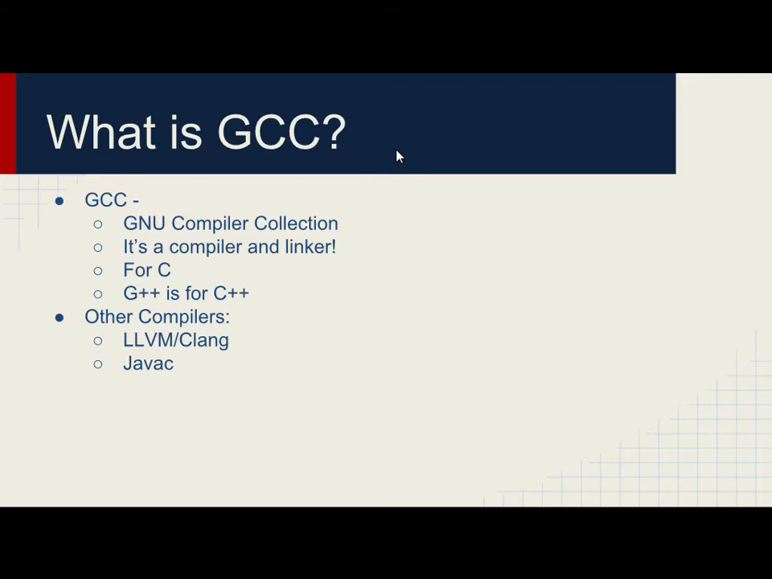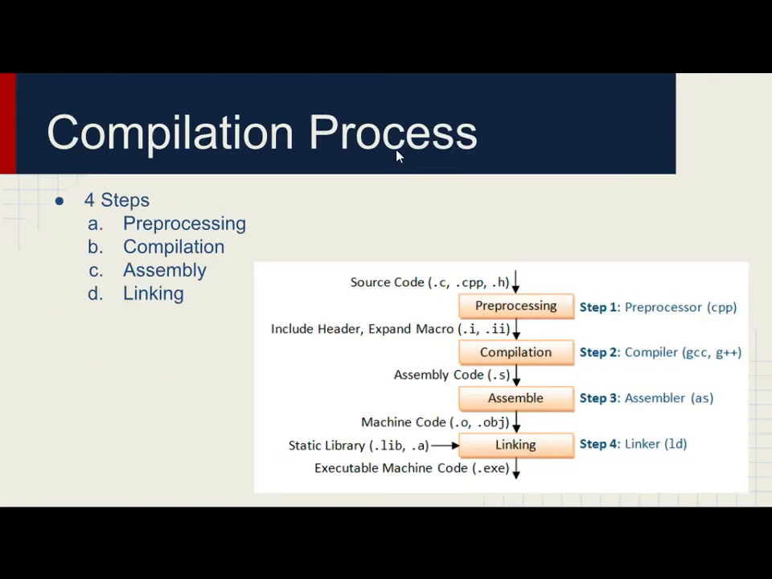Some other compilers you may be familiar with: LLVM. Clang is the actual compiler, and LLVM does other stuff. And javac is another one. So if you ever use Java, javac is what Java uses to compile all of your programs.